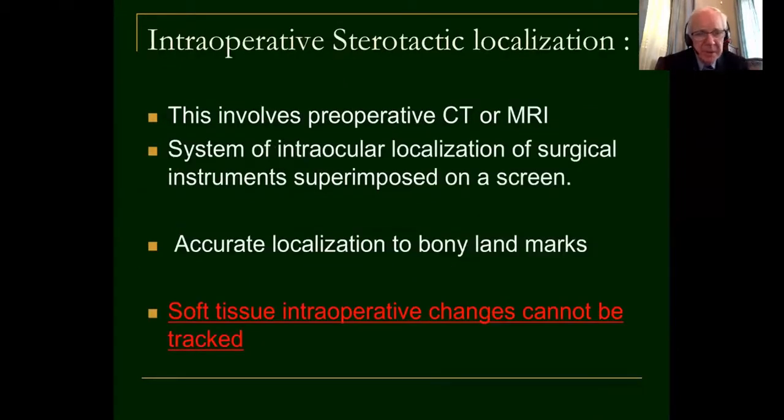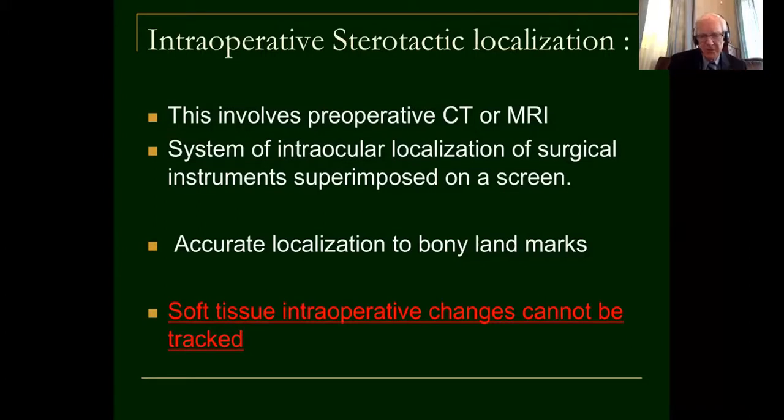What's coming down the pike? Stereotactic localization is out there. It involves either preoperative MRI or CT scan. It's a system of intraoperative localization of surgical instruments superimposed on a screen, so you can isolate it. The only problem is it accurately locates to bony landmarks only, so soft tissue intraoperative changes cannot be tracked.